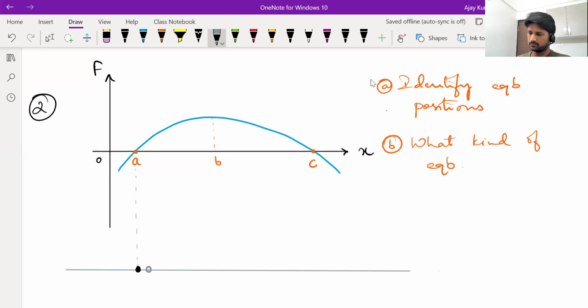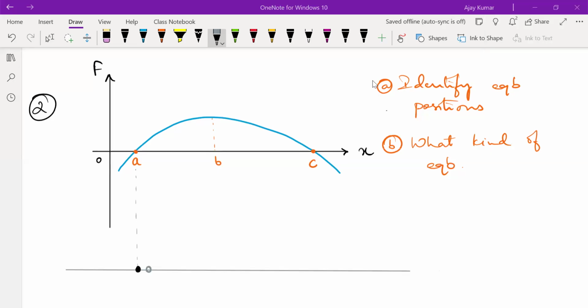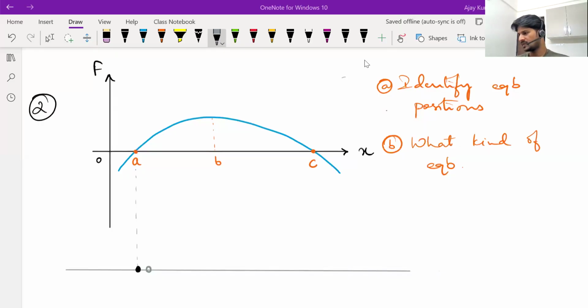Sir, is it stable equilibrium? We'll see. You type in chat. Okay, you think A is stable equilibrium. We'll see. Okay, I got one answer as unstable. I got one as stable. Rishi, did you say stable or unstable? Stable, sir. Okay, how did you determine that it is stable equilibrium?